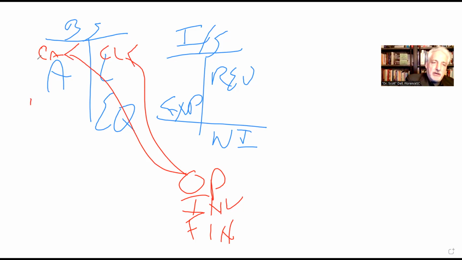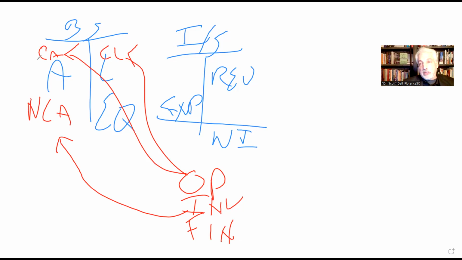And then we have non-current assets or long-term assets. And those are the things we buy like equipment. Those are the things that we invest in other businesses. And finally, we have our debt, like bonds payable, and equity, our common stock, and additional paid-in capital, all financing stuff.